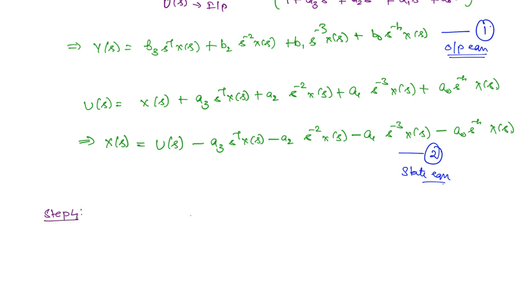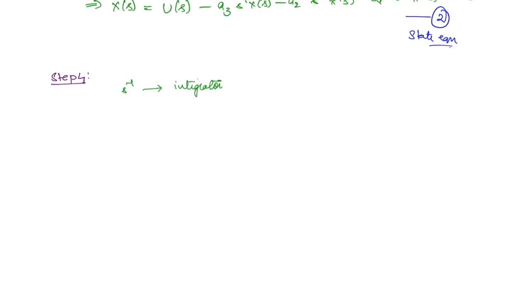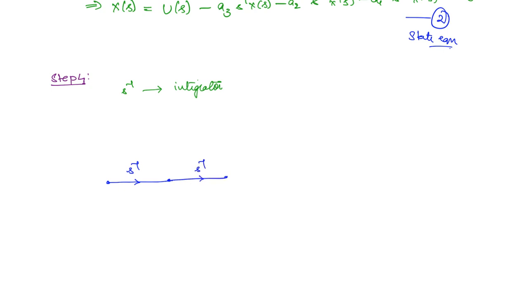Now we know that s to the power minus 1 indicates an integrator, and here you have s to the power minus 1, minus 2, minus 3, minus 4. That means there are 4 integrators. So first you can draw 4 integrators. That you can take as the first step of drawing the state diagram. So this will have a gain s to the power minus 1. Here the gain is s to the power minus 1, the third integrator and the final fourth integrator.